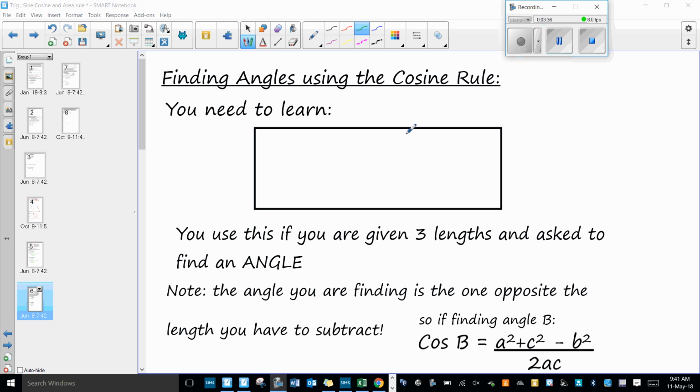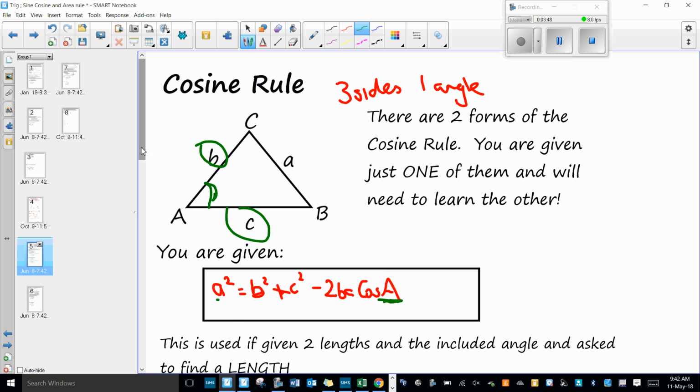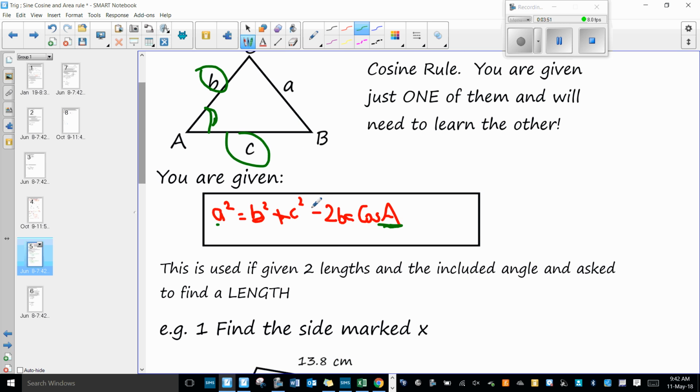Now this version of the cosine rule you don't get given, unfortunately, and I don't really know why, because you get given it in IB. I don't know why they don't give it to you in GCSE, but they've chosen for some reason not to. So you have two choices here. You can just rely on your experience and competence at rearranging this formula, or you can just learn a new version.